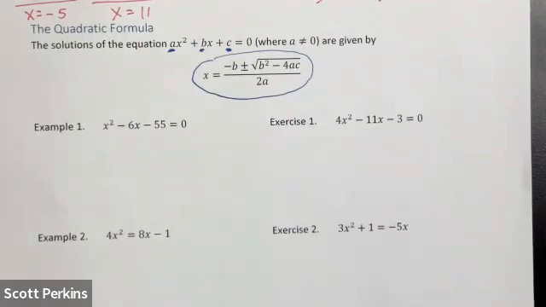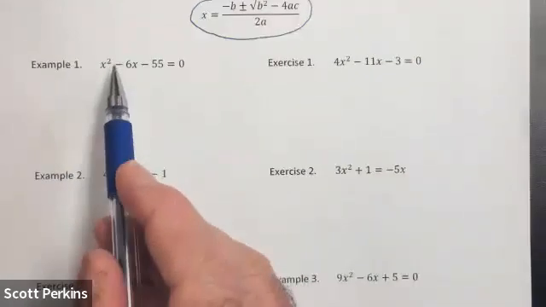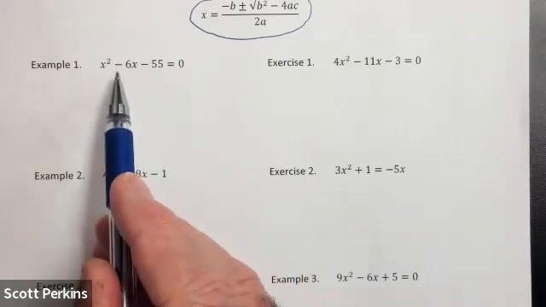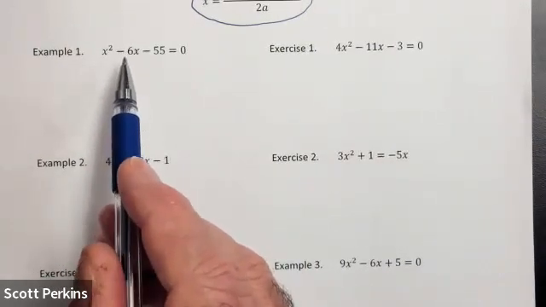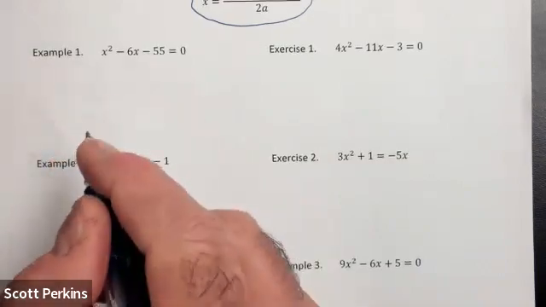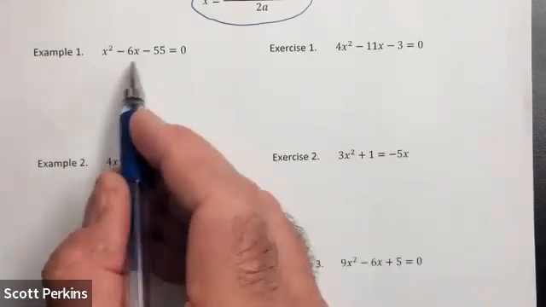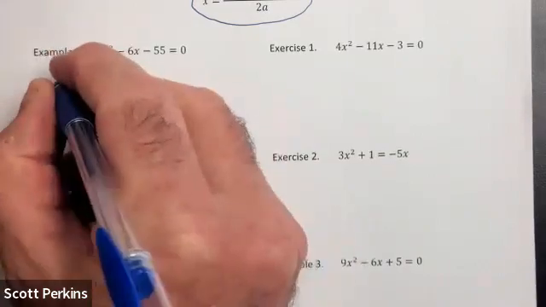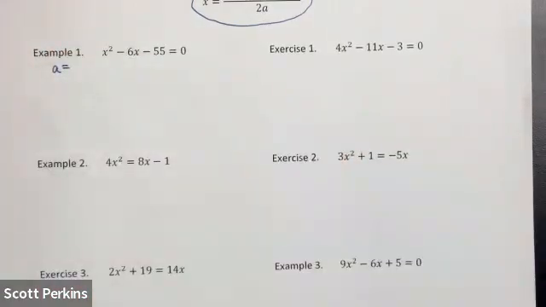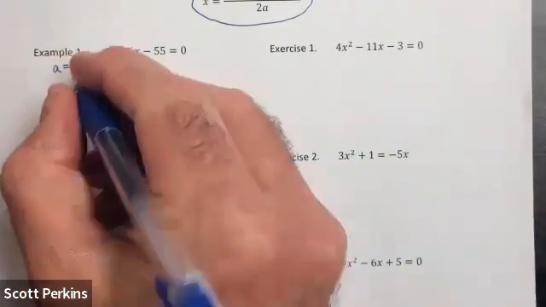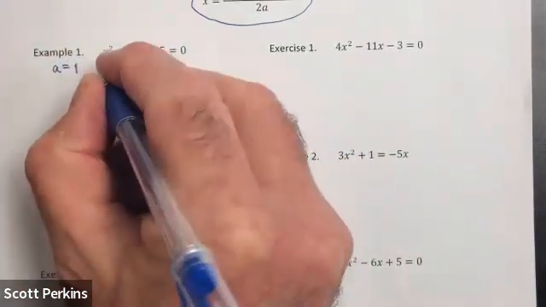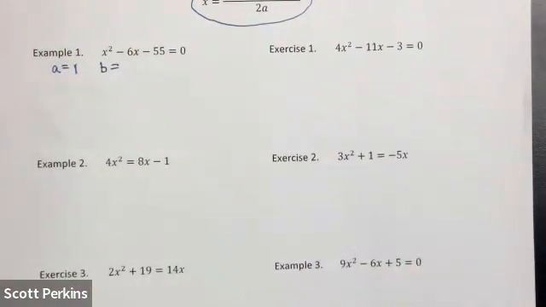My first example, I'm going to take the equation we just solved by factoring, and I'm going to use the quadratic formula just to show you we get the same thing. So help me here with my first step. I've got to substitute. What is the value of a that I'm going to plug into the quadratic formula for this equation? 1. What's the value of b for this one?